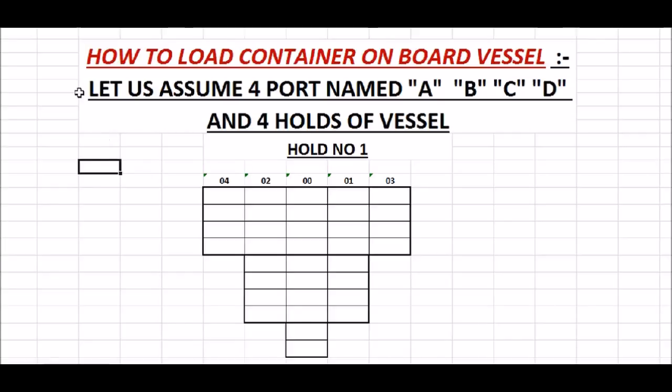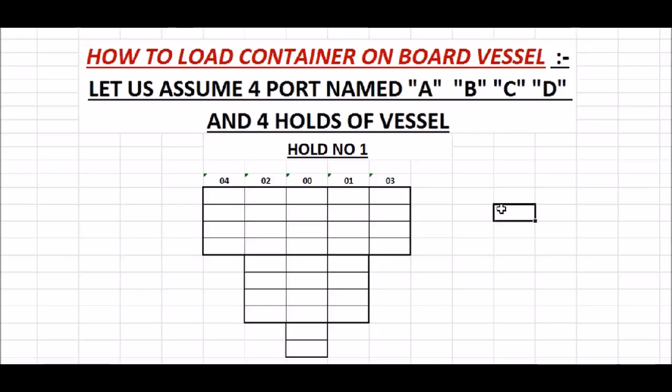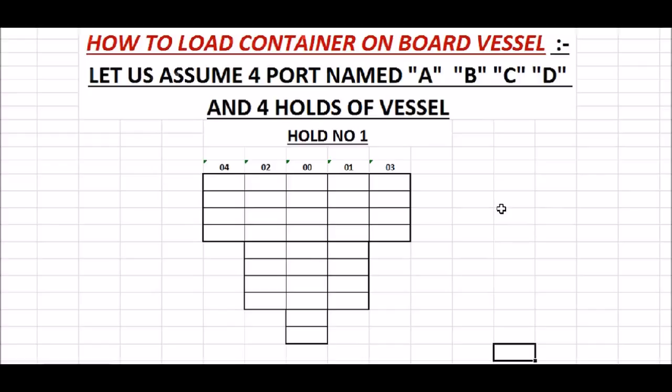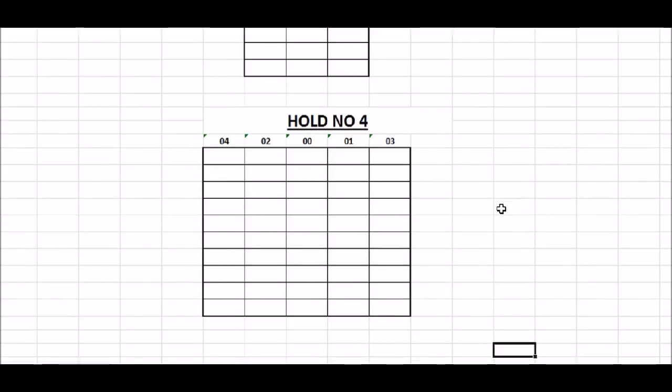So the question is how to load containers on board a vessel. Let us assume four ports named A, B, C, D, and there are four holds of the vessel. This is hold number one over here, and it looks like this because in the forward the holds are thinner. So hold number one, hold two, hold three, and hold four.